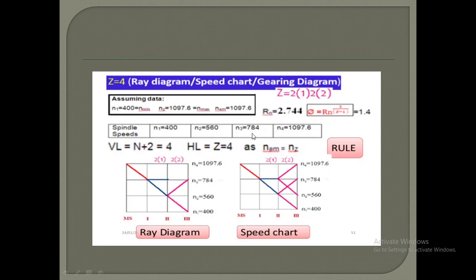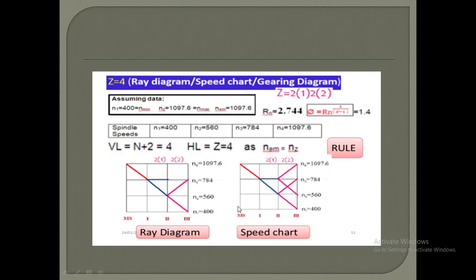How to calculate N2? N2 is equal to N1 phi, and N3 is equal to N1 phi square. We know that formula. Then again you have to draw the ray diagram as well as the speed chart. First we'll draw the speed diagram. Yesterday we saw 2122 given, which we have seen in the structure diagram. Here we'll write only the spindle speeds N1 to N4, and here you have to add one more shaft.